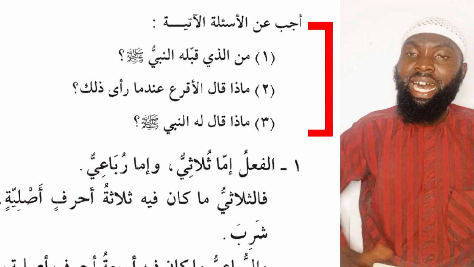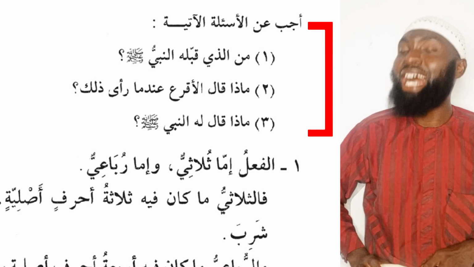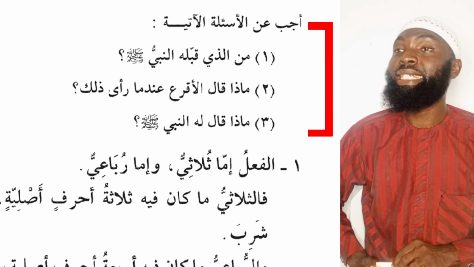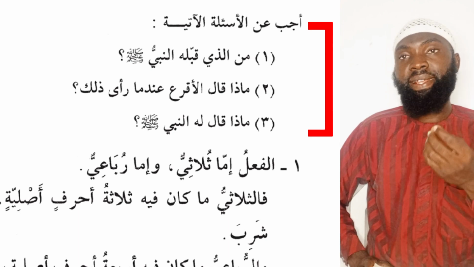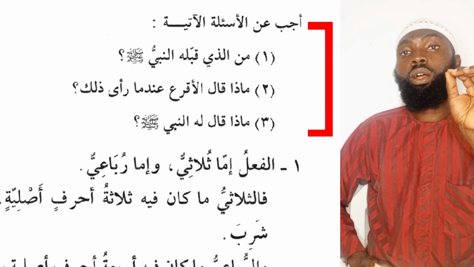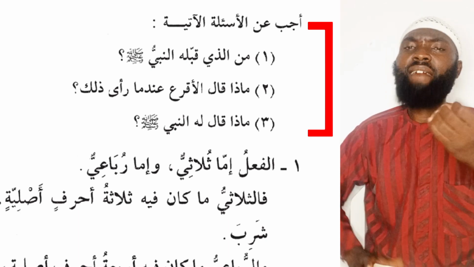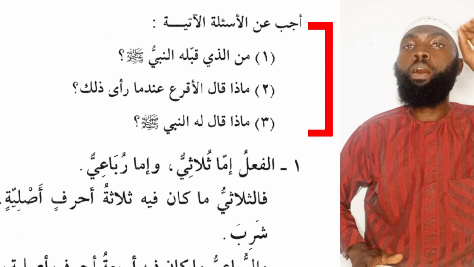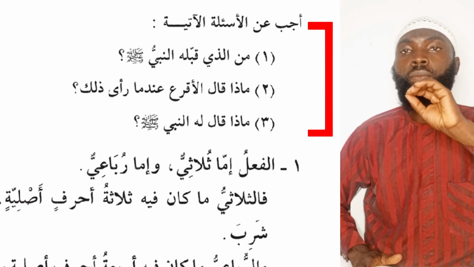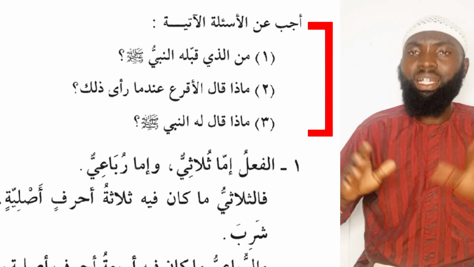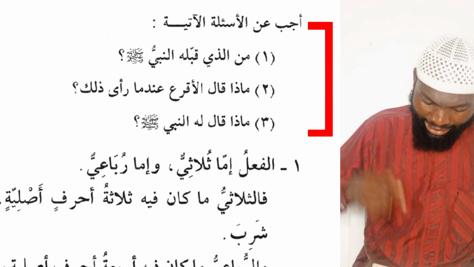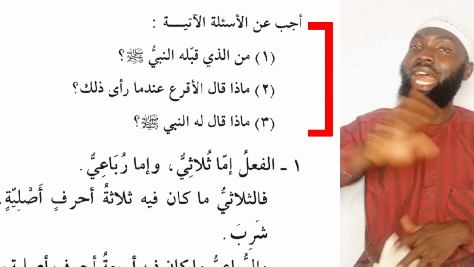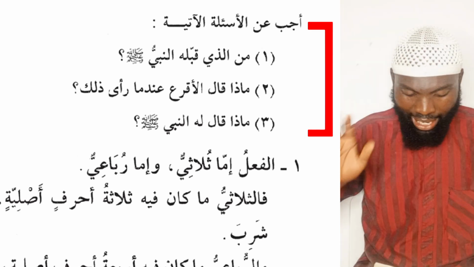Number 2, we have: what did Al-Aqra say when he saw that? He said, Indi ashratu min al-walad. I have 10 children, and I have never kissed any of them up to this moment. He says what? I have not kissed any of them.